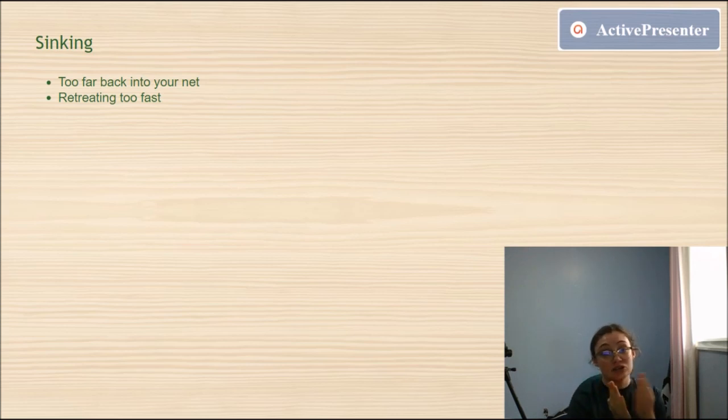The shooter has an advantage over you, especially if you're short like me. Retreating too fast is when you're coming back on a breakaway way too fast, and the shooter is going to beat you 100% of the time. And you're also going to end up in your net, which is not what you want to do, because then the shooter basically has a whole entire net to shoot at. Not good, not good. So challenge!